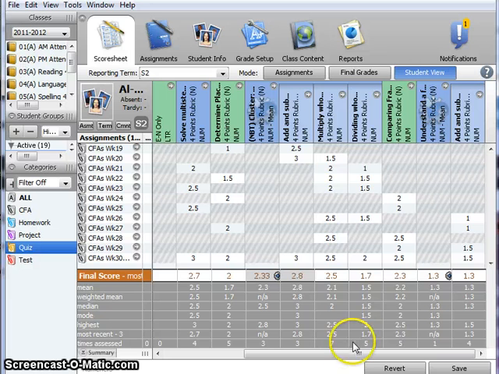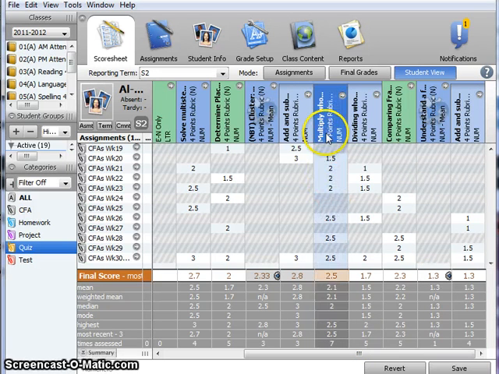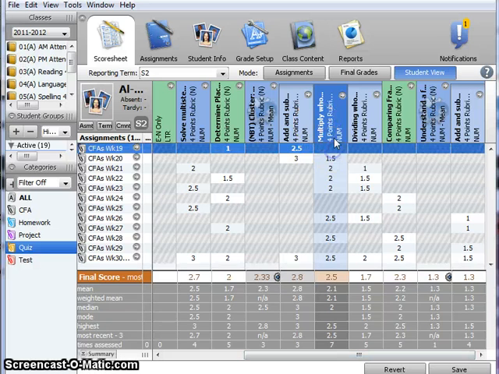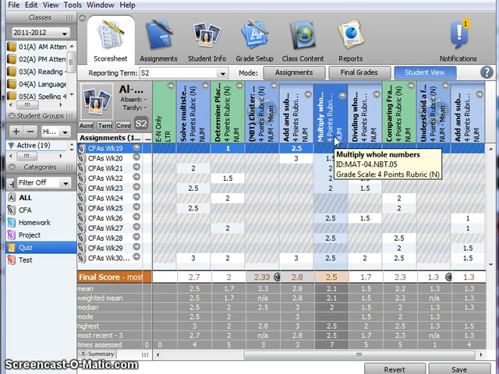So if you noticed, this unit must have focused on multiplying. Whoops, let me get over this. Multiplying, because we've done 7 assessments on this particular assessment. And that is how the gradebook is organized to help you make a decision looking at various calculation methods to determine a final grade for a student based on their most recent work.